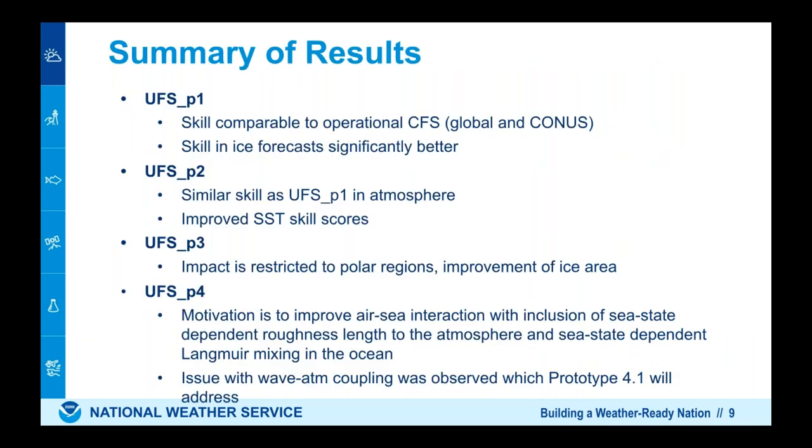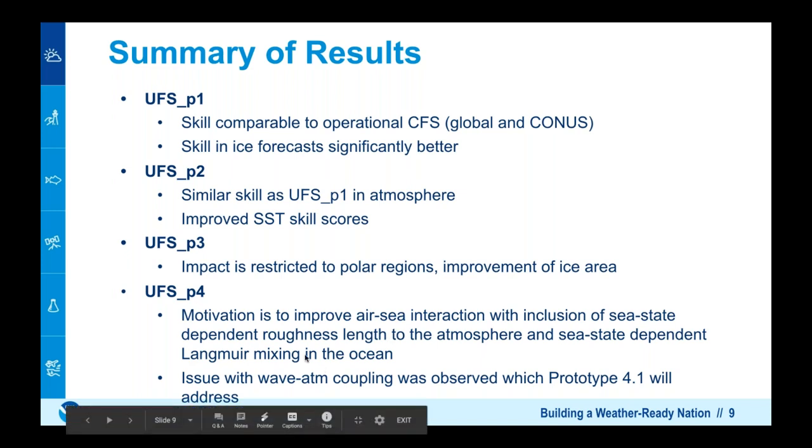So later, others are going to go more in depth into the evaluation, but here is a summary of what we have achieved as we've gone along. For prototype 1, there was no tuning of the coupled model as it was put together. So this was just each of these components coupled. And without tuning, we got a skill that was comparable, if not better, to operational CFS, both globally and over CONUS. But we got significantly better skill for ice forecasts. So that's one of the benefits of our new coupled system that might be attributed to the fact that we do have higher resolution over the ice regions, but we also have a newer ice model as well.